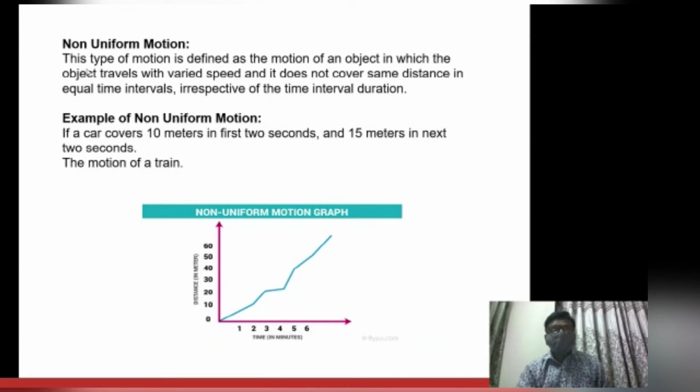Non-uniform motion. This type of motion is defined as the motion of an object in which the object travels with varied speed and it does not cover the same distance in equal intervals of time. Suppose a car covers 10 meters in the first 2 seconds, 15 meters in the next 2 seconds. Example, motion of a train. When we draw the graph between time and distance, we will not get a straight line, and hence it is a non-uniform motion.